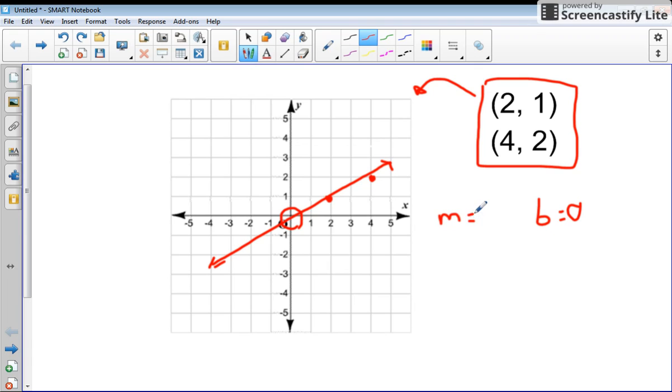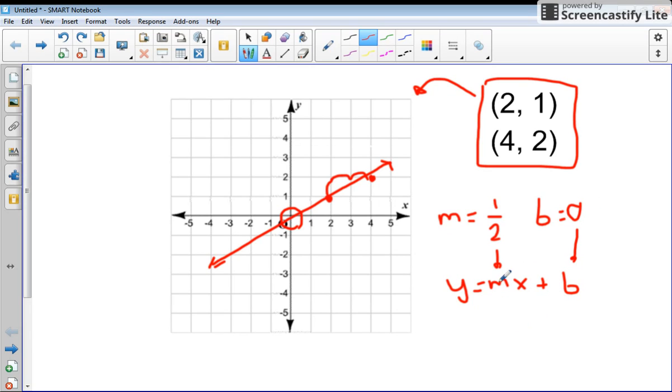Now what's the slope of this? If you found the slope correctly, you should have found that there was a rise of 1. There was a run of 2. They were both in the positive direction, so we have the fraction positive 1/2. And knowing that, we can plug these values into our formula for slope-intercept form, which of course is what? That's right, y equals mx plus b, where m is 1/2, b is 0.